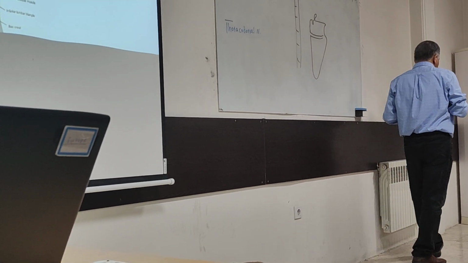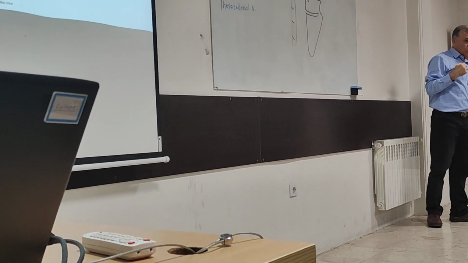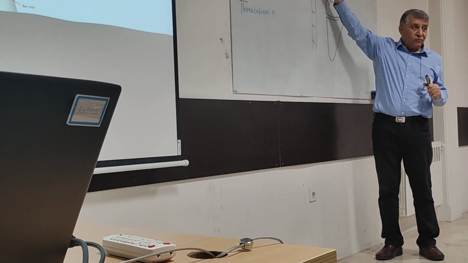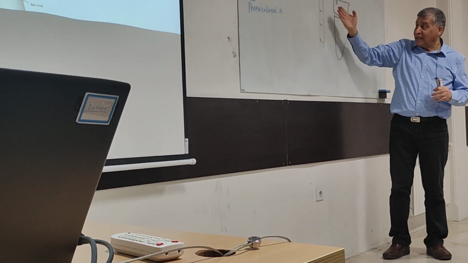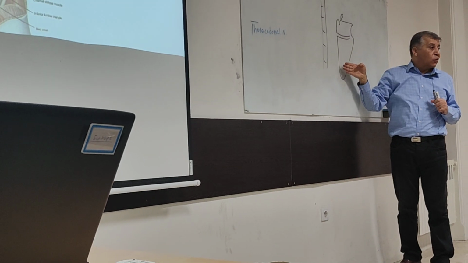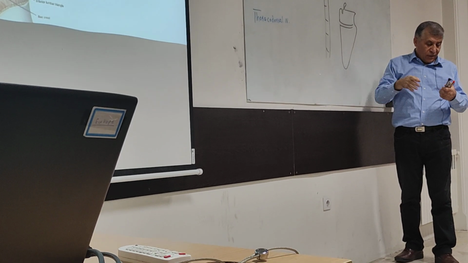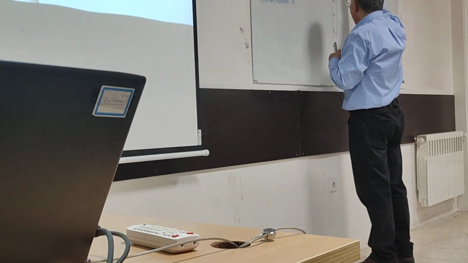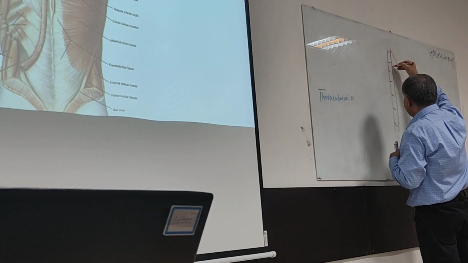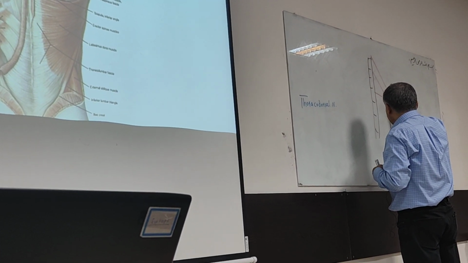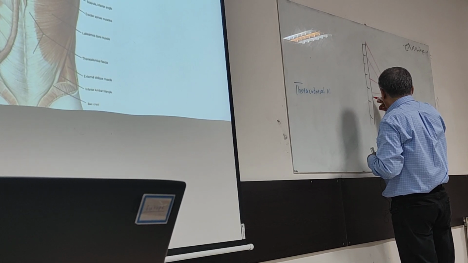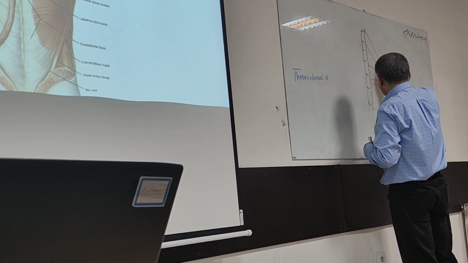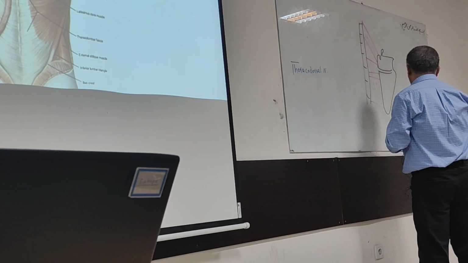When we remove the trapezius, we can see three muscles originating from the vertebral column and inserting to the medial border of the scapula. These muscles from above to below are levator scapula, rhomboid minor, and rhomboid major. This one major, this one minor, this one levator scapula.